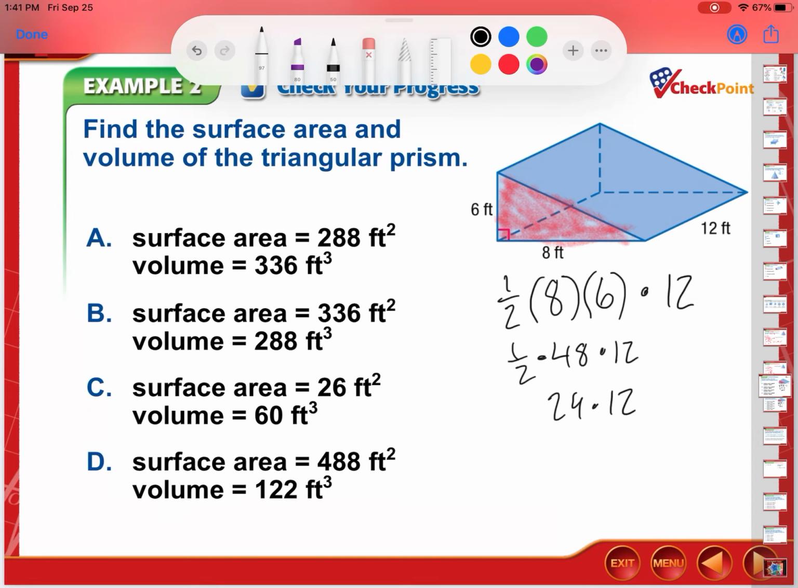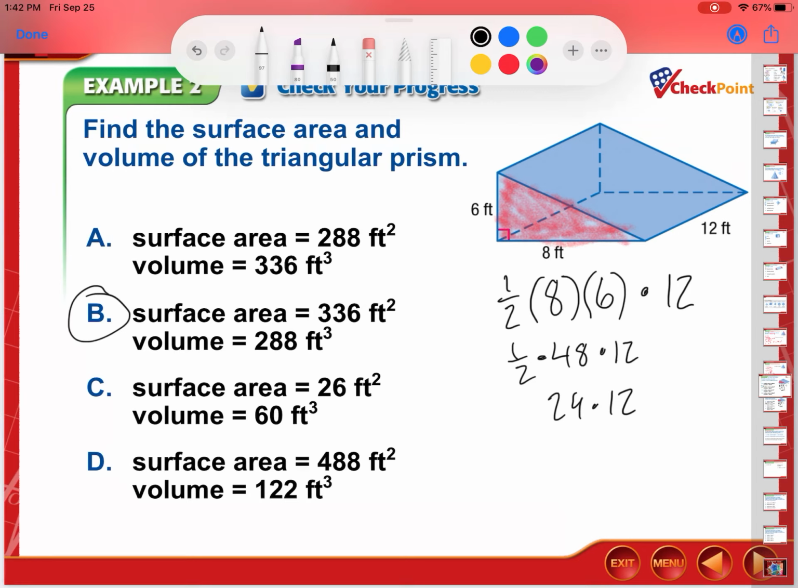So 288. My only one with a volume of 288 is B. But we're also going to find the surface area real quick. If you check your formula sheet, which I have to get open in front of me, the perimeter of one of our bases. Oh, you guys don't know how to find that yet.